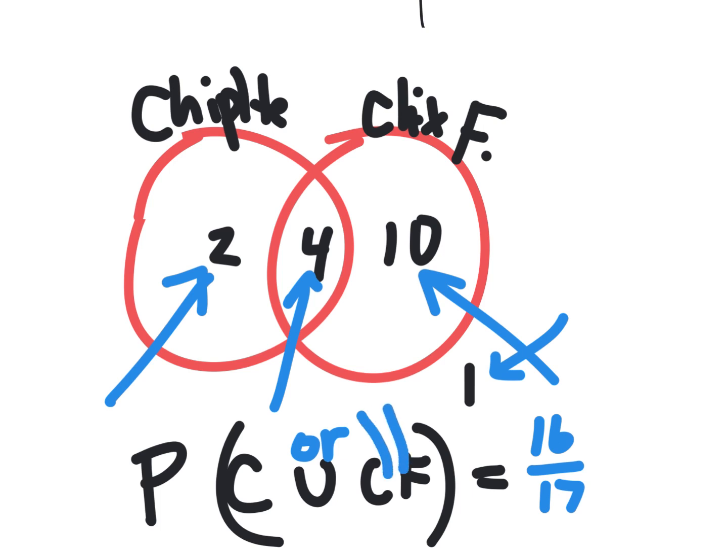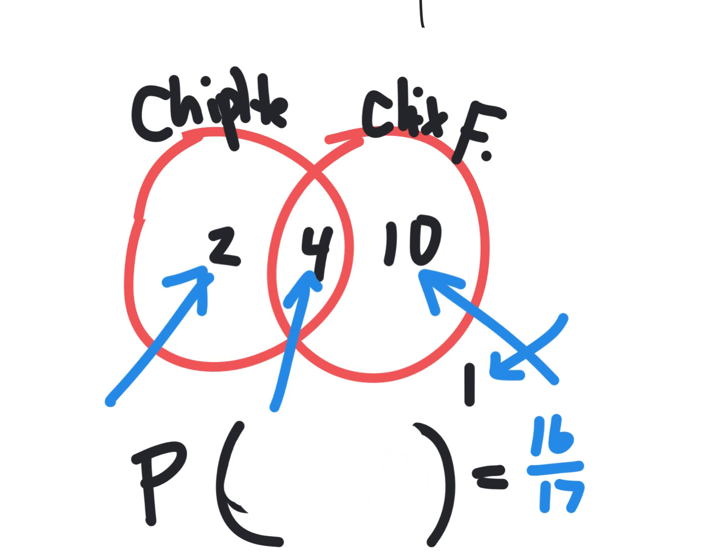make it a not question. Probability, I ask a random person and they do not like Chick-fil-A. There's 2 ways to do it. You can kind of think it through, or you can go find the probability of Chick-fil-A and then do 1 minus that.